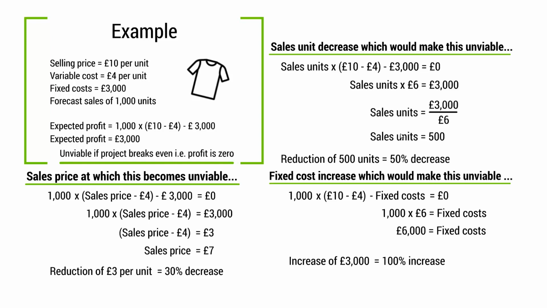So what we can read from this analysis is that it's not actually particularly sensitive to any of these different variables. It's not 2% or 3% or anything, but it does show us that it is more sensitive to a change in the sales price than it is to a change in the sales units or a change in the fixed cost. So that would be the primary variable, the primary factor to focus on, to control, because it's most sensitive to that particular variable.